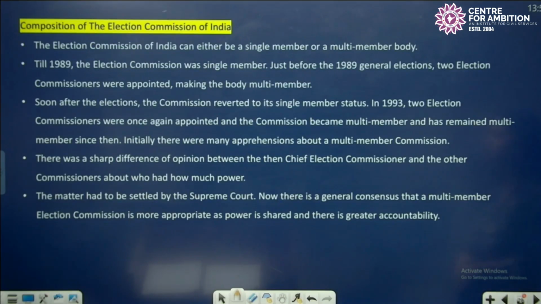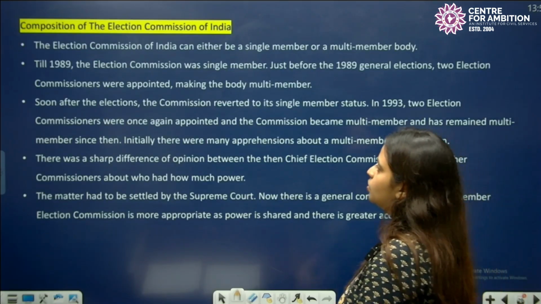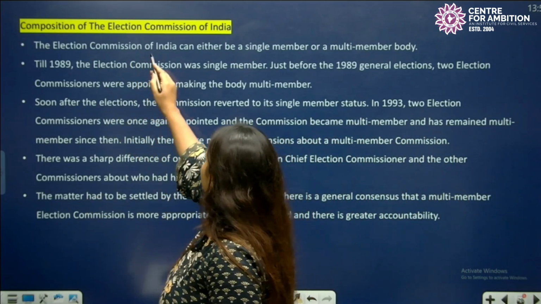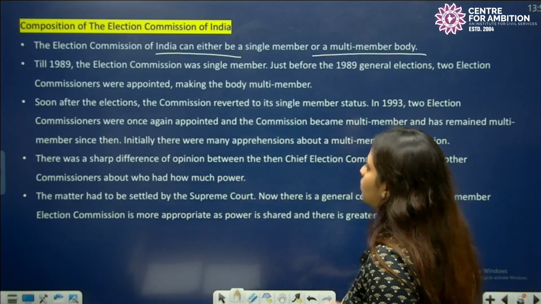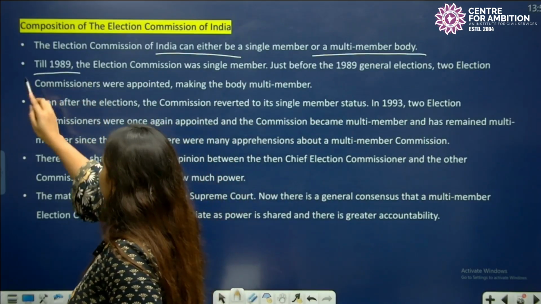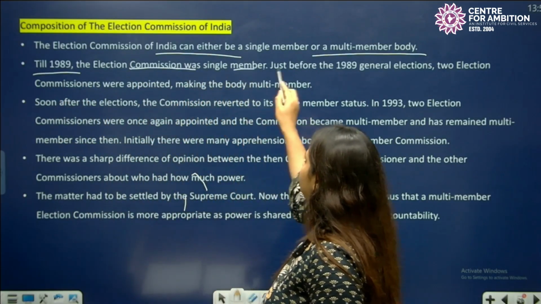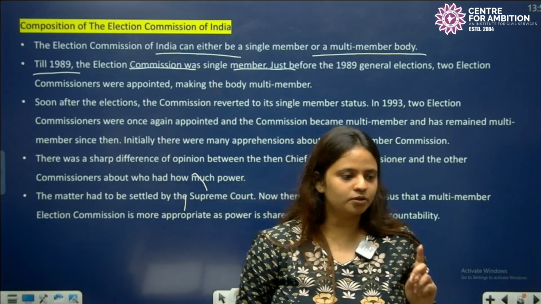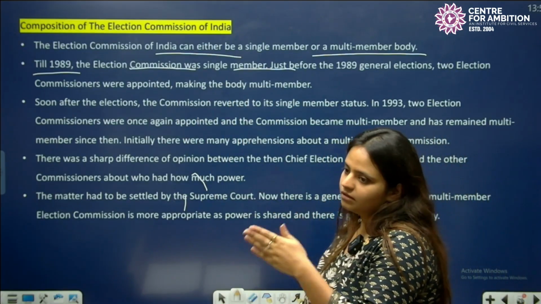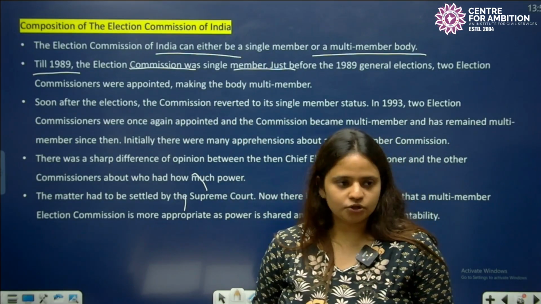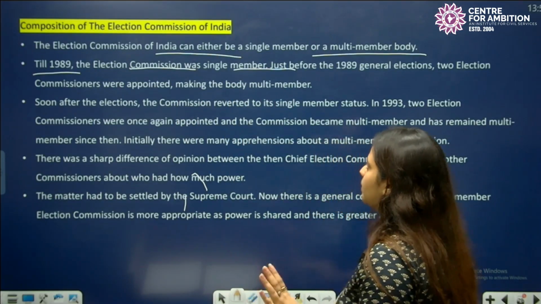Next, we come to the composition of the Election Commission of India. The Election Commission can either be a single member body or a multi-member body. Till 1989, the Election Commission was a single member body. It means that there was only one person in the Election Commission. So until 1989, we had an Election Commission which was only a single member body.